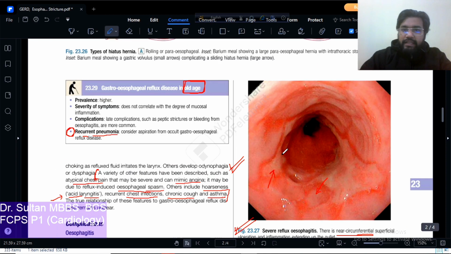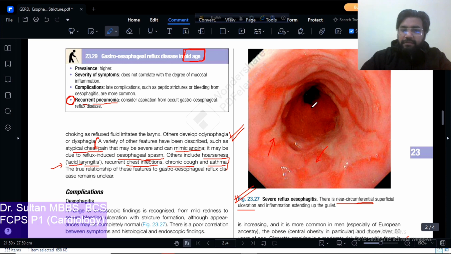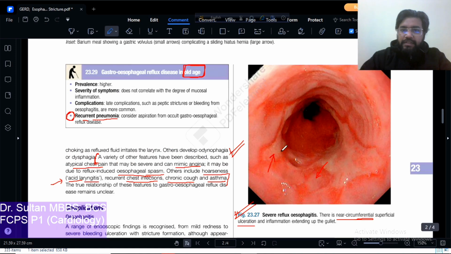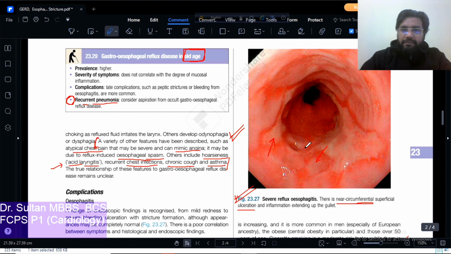Here you can see a figure of endoscopic findings of reflux disease. As you see, there is some circumferential ulceration in the esophagus that extends upwards. So this is the endoscopic finding of reflux esophagitis or gastroesophageal reflux disease.